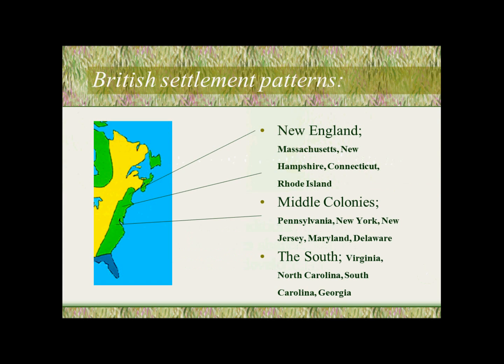So, there are three major groups of colonies: New England colonies, Middle colonies, and Southern colonies. The New England colonies are made up of Massachusetts, New Hampshire, Connecticut, and Rhode Island. The Middle colonies are Pennsylvania, New York, New Jersey, Maryland, and Delaware. And then lastly, in the South, Virginia, North Carolina, South Carolina, and Georgia. Those are much easier to remember and much easier to identify on a map.